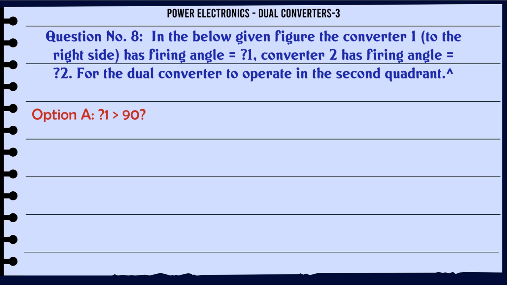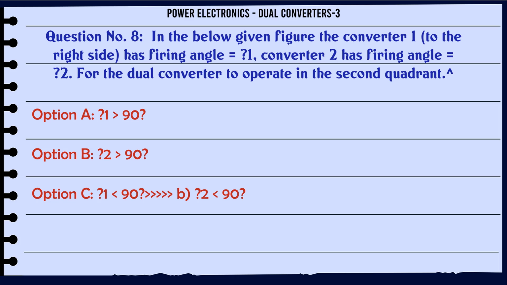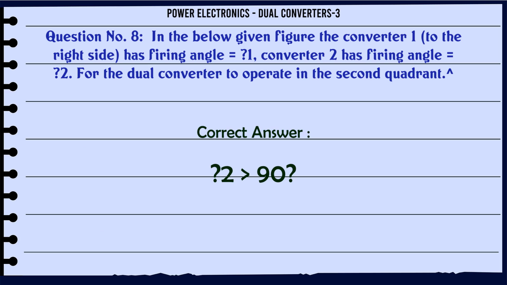In the below given figure, the converter 1 to the right side has firing angle α1, converter 2 has firing angle α2. For the dual converter to operate in the second quadrant, A. 190, B. 290, C. 190, B. 290, D. The correct answer is 290.